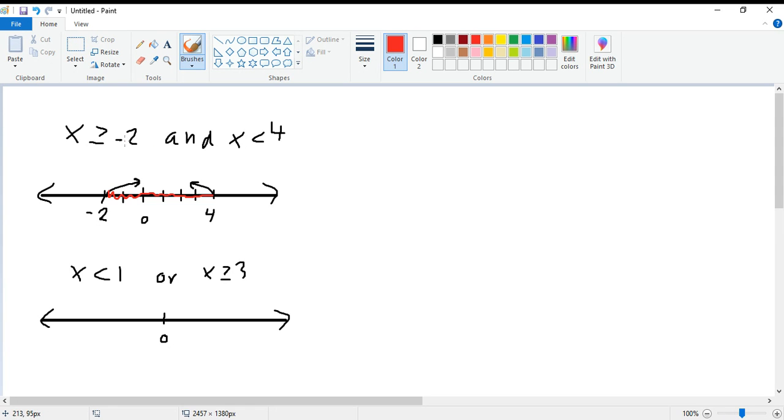So using what we know from the previous video, for greater than or equal to, we're going to use a bracket on the -2. And we do not have the equal to with the 4, so we're going to put a parentheses. To write this answer in interval notation, we're going to write a bracket, -2, comma, 4, parentheses.